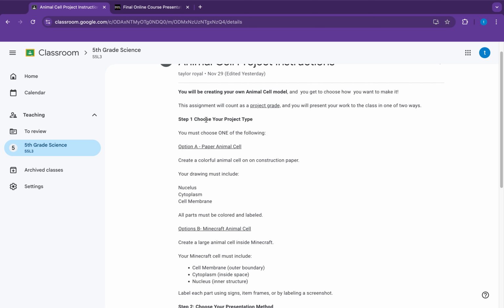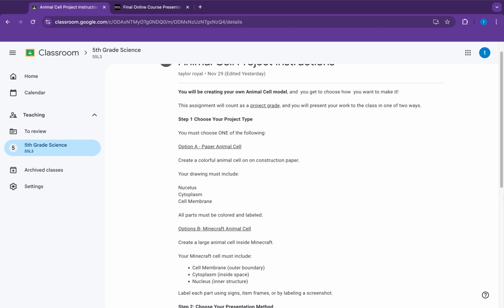The first step is choosing their project. You must choose one of the following. Option A, a paper animal cell. You get to create a colorful animal cell on construction paper, and it must include the nucleus, cytoplasm, cell membrane. All parts must be colored and labeled.